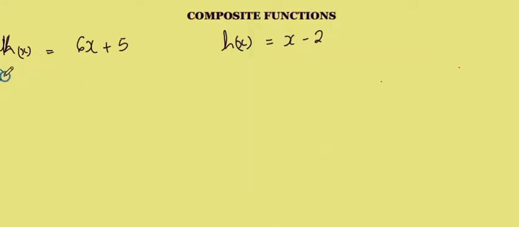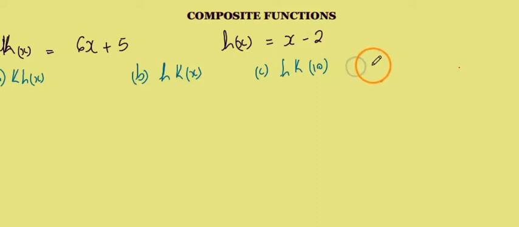So for A, we are going to look at k h of x. For B, we are going to look at h k of x. And for C, we are going to look at h k of 10. And for D, we are going to look at h k of x is equal to 17. So for this question, we are going to do it step by step.